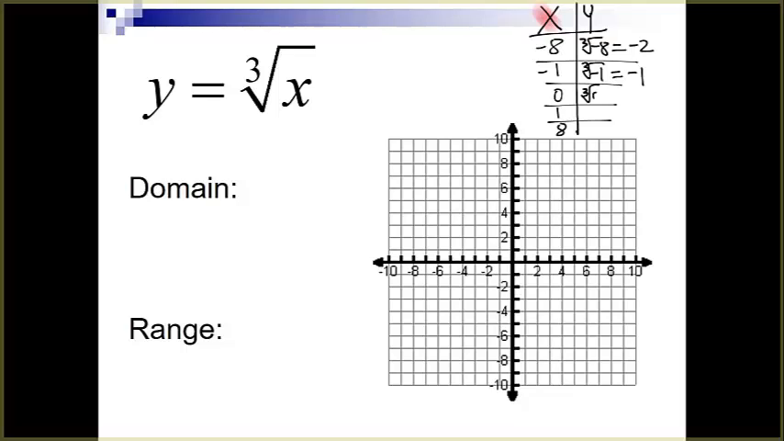Cube root of 0 gives you 0. Cube root of 1 gives you 1. Cube root of 8 gives you 2. All right. So now we have negative 8, negative 2. We have negative 1, negative 1. 0, 0, 1, 1, and 8, 2.